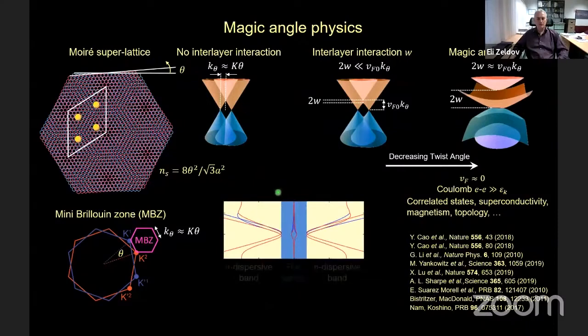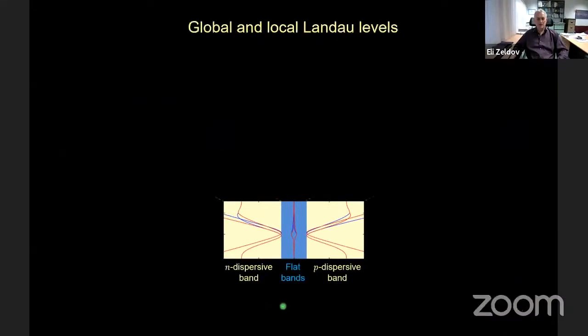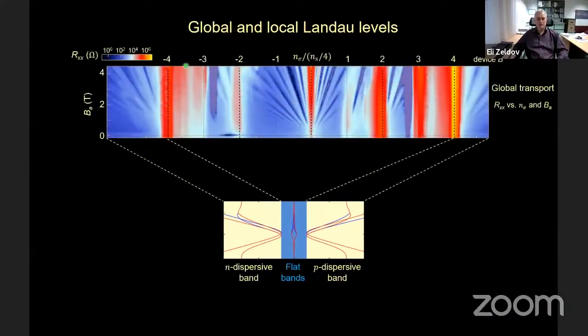So now if we flip this diagram and look at transport measurements as Dima has shown, this is what we see. This is the flat band from -4 holes to 4 electrons, and these are the dispersive bands. And you can clearly see the strongly correlated states at integer fillings. You can see Landau-like fans at high magnetic fields.